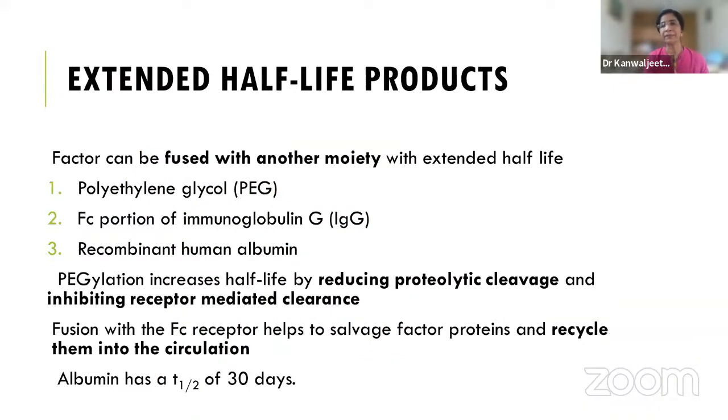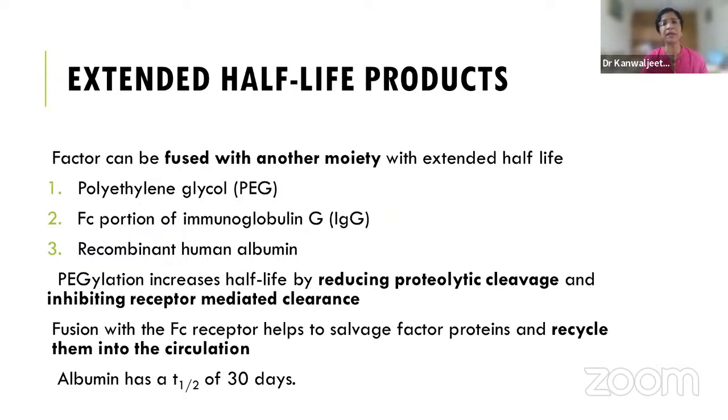The extended half-life products, as we talked about, improve the compliance as well as control the bleeding rate. So we aim to reduce the joint bleeds to even below 3 joint bleeds per year. We want to have no bleed per year. That is now the new target for the development phase.